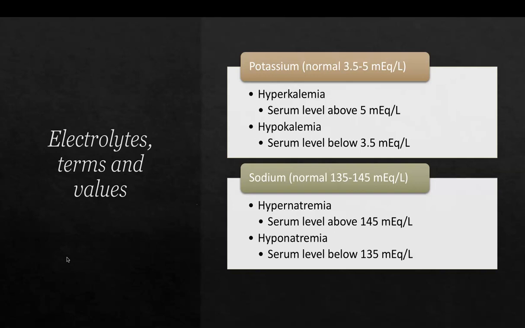So with hyperkalemia, again, this is going to be with your serum level greater than 5 milliequivalents per liter. And then hypokalemia is your serum level below 3.5. Same with sodium. Hyper is your serum level for sodium, or hypernatremia as it's called. Your serum level of your sodium is greater than 145. And with hyponatremia, your serum level will be below 135.